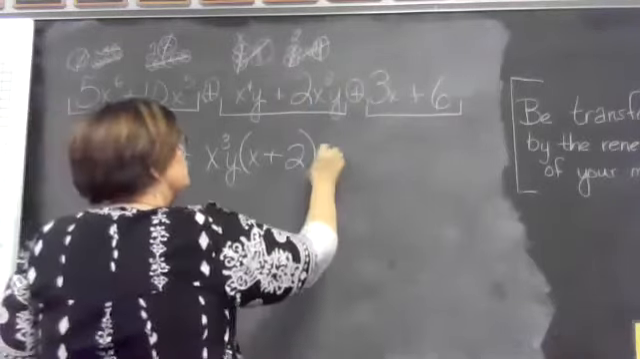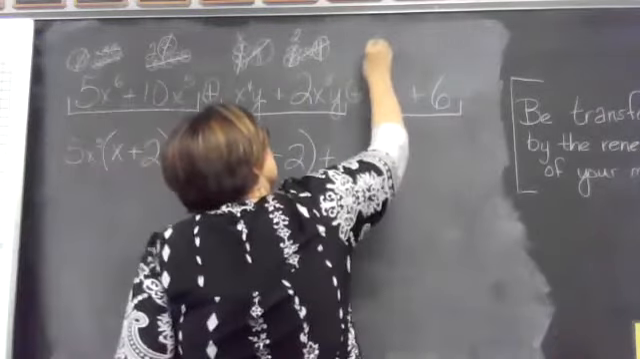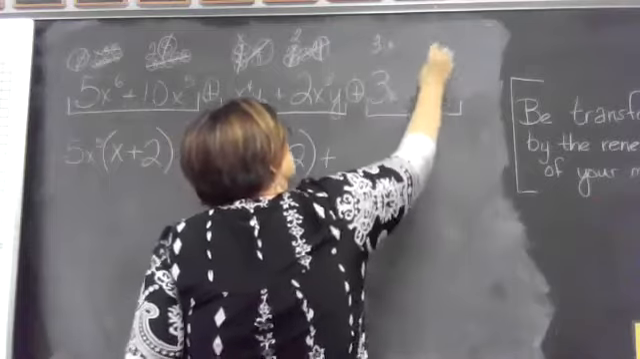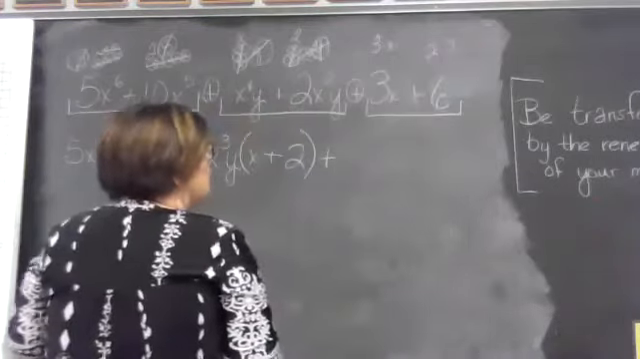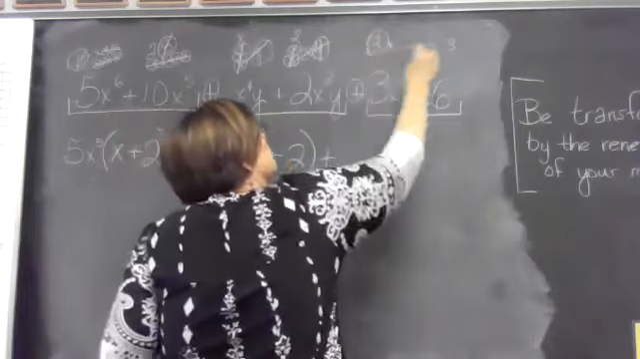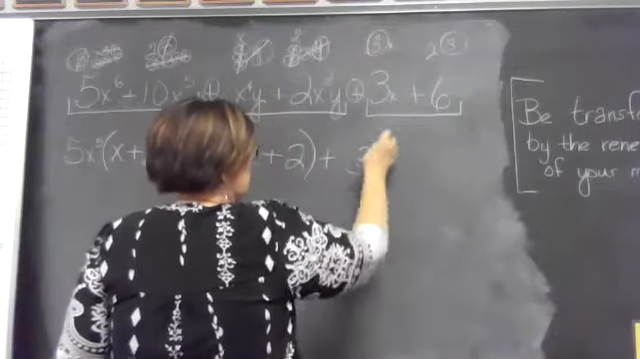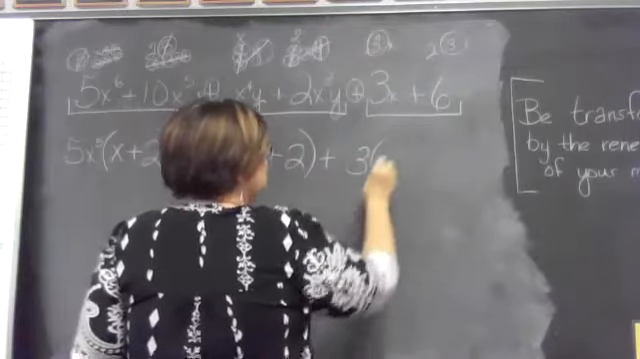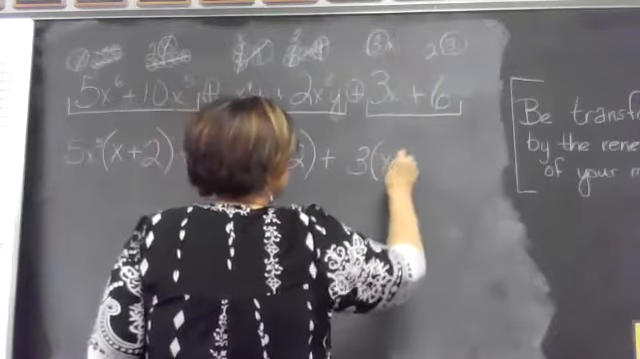Then I have a plus, and we're going to do this one more time. This is 3 and an x. This is 2 and 3. My common term, my greatest common factor here, is going to be the 3. 3 parentheses x plus 6. X plus what? X plus 2. X plus 2. That's right.